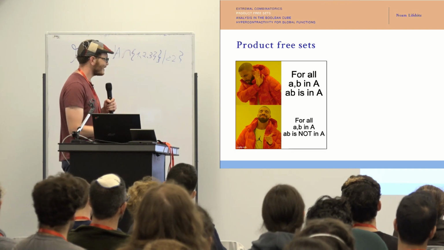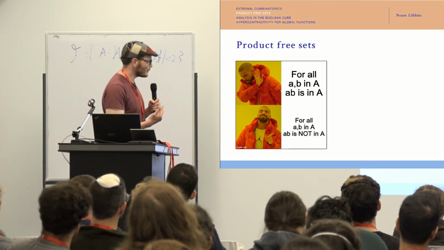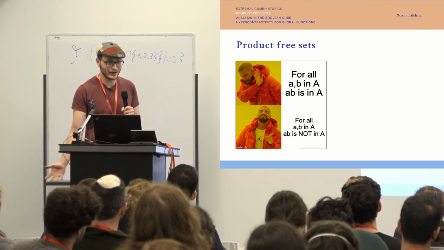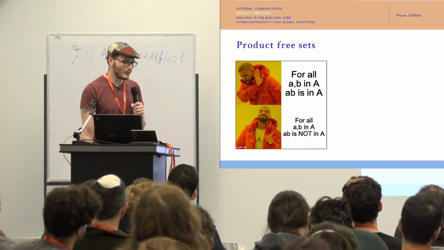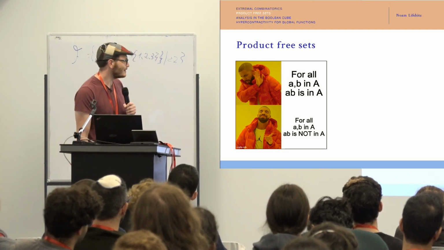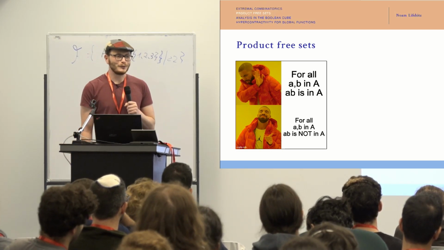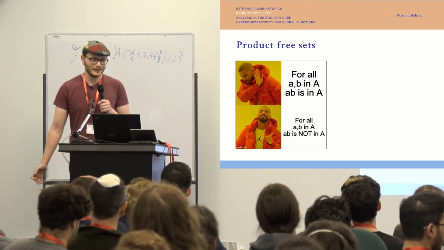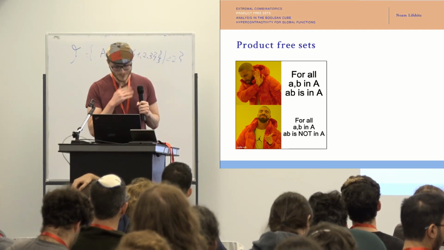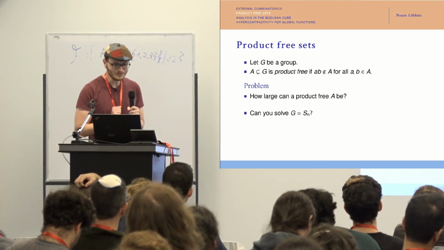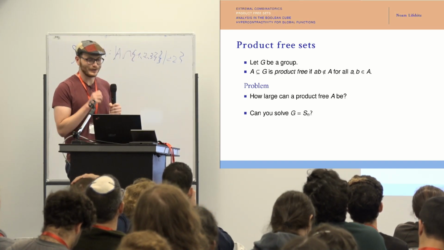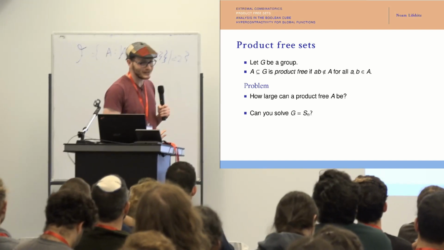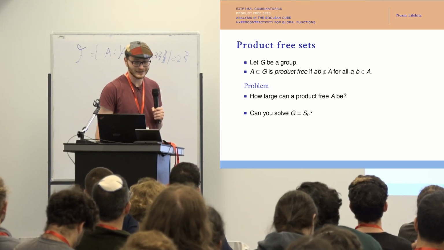Okay, so in group theory, we usually care about sets that are closed under multiplication. If we have a subset of a finite group, it's a subgroup if and only if it's closed under multiplication. And we're going to talk about the opposite question. What happens if for each 2 elements in the group, the product is outside of it? So a set is product-free if and only if for each 2 elements in the set, the product is outside of the set.